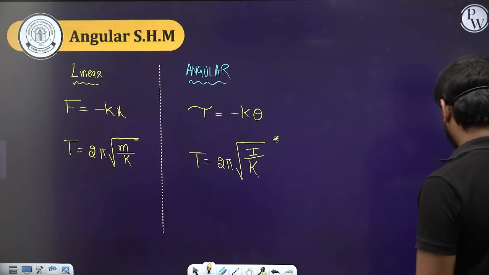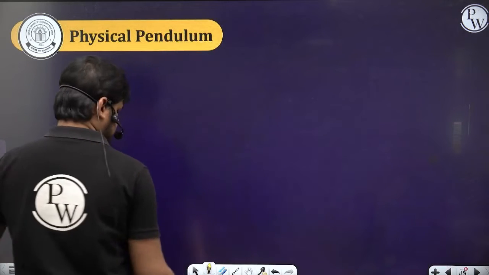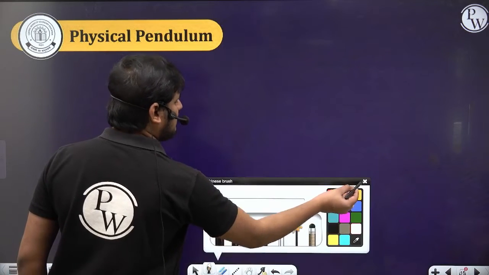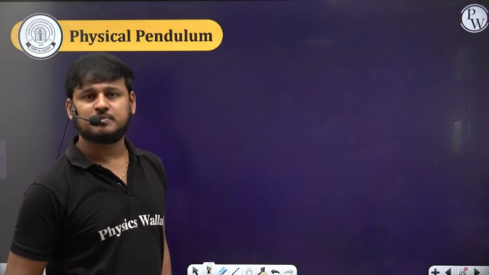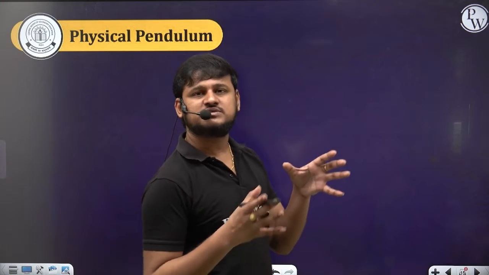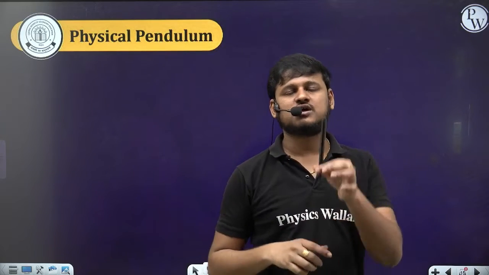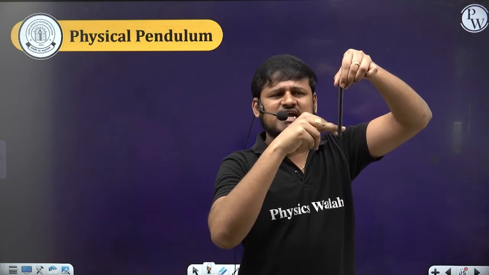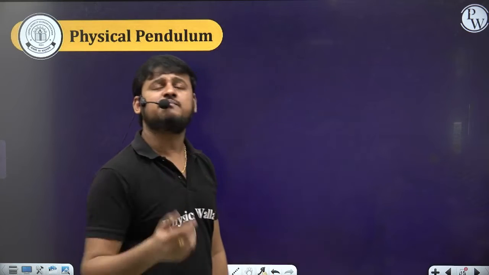So let's go for the physical pendulum. The physical pendulum is also called the compound pendulum, where the entire object is pivoted at one point and it will be rotated about the pivoted point. If you displace it slightly from the mean position, then it does S.H.M. The whole body does S.H.M. That's called the physical pendulum.